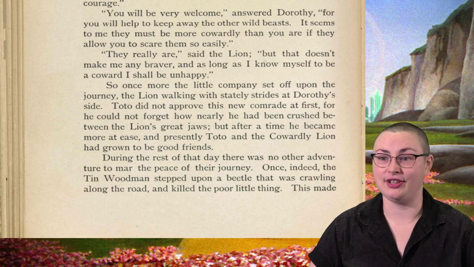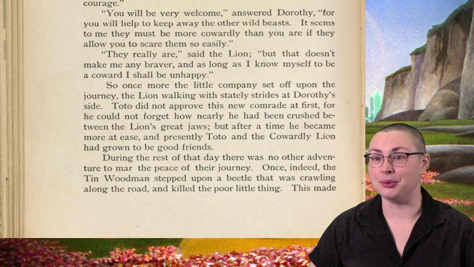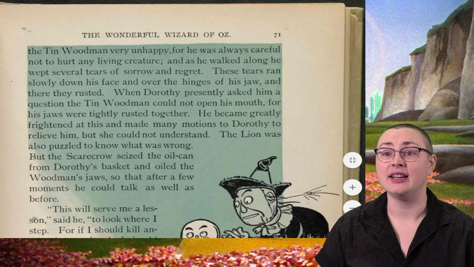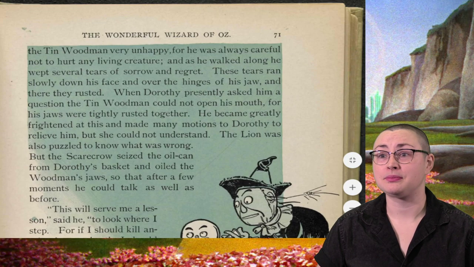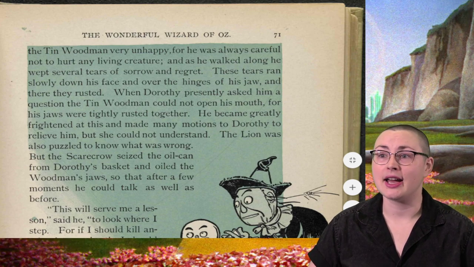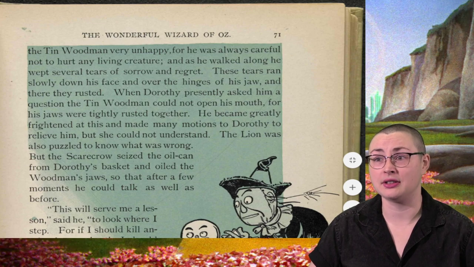Once, indeed, the Tin Woodman stepped upon a beetle that was crawling along the road and killed the poor little thing. Oh, this made the Tin Woodman very unhappy, for he was always careful not to hurt any living creature. And as he walked along, he wept several tears of sorrow and regret. These tears ran slowly down his face and over the hinges of his jaw, and they were rusted.